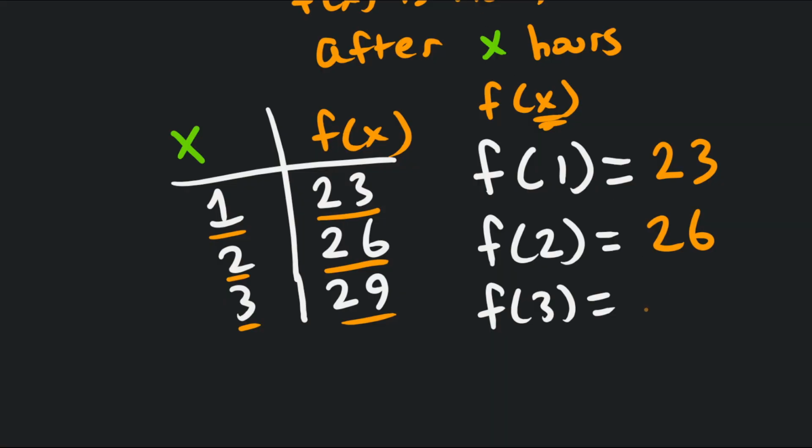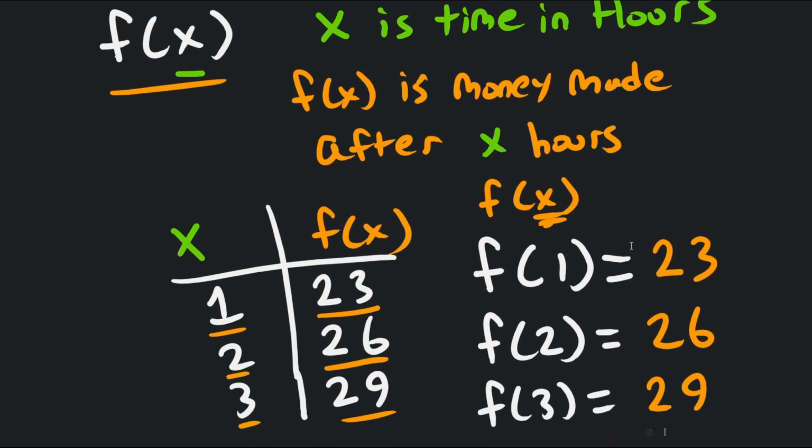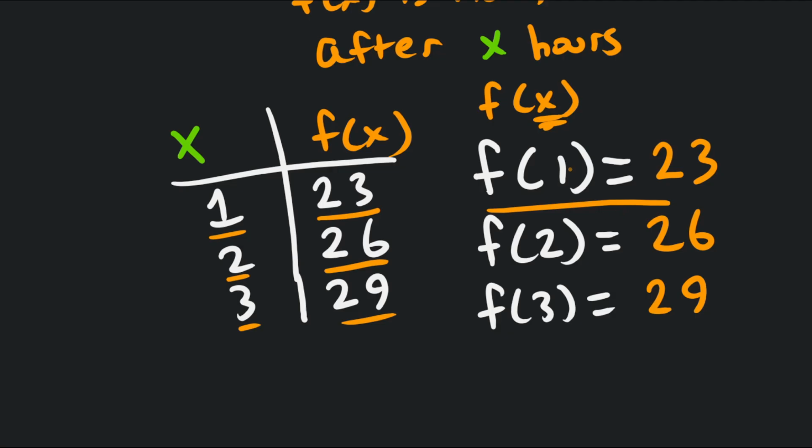Let me just write that again, 29. Good, now what does this mean? Well, we defined f of x to be a function of how much money is made after x hours. So f of 1 is how much money we made after 1 hour, so we made $23 after 1 hour. F of 2 means we made $26 after 2 hours. And f of 3 is 29, which means we made $29 after 3 hours. And that is how functions are supposed to be used.